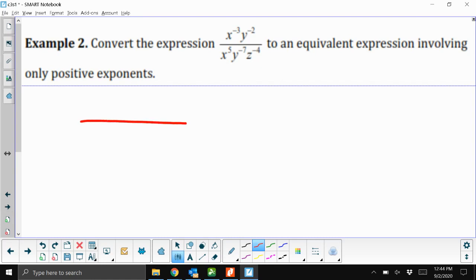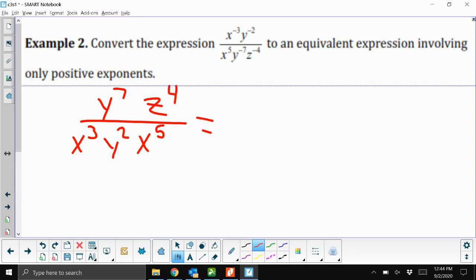So notice that means what? We got to bring the x to the negative 3 down to make it positive and the y to the negative 2 down to make it positive. So then we would keep the x to the 5th in the denominator. Now we got that y to the negative 7. Well, that's got to come up to the top to make it positive. And the z to the negative fourth has to come up to the top to make it positive.